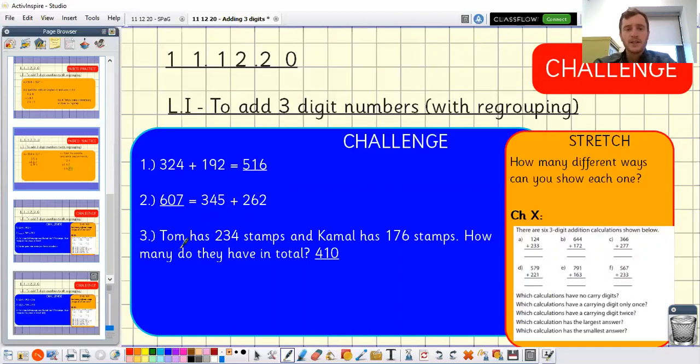And last one, Tom has 234 stamps and Kamal has 176 stamps. How many do they have in total? The total was 410. And this one, you had two tricky columns. The ones column required some regrouping and the tens column required some regrouping. So well done if you got the correct answer on that one. That was particularly difficult. If you had a go at Challenge X, send in your answers and I'll have a look through them, as I feel like it would take quite a while to go through that question.